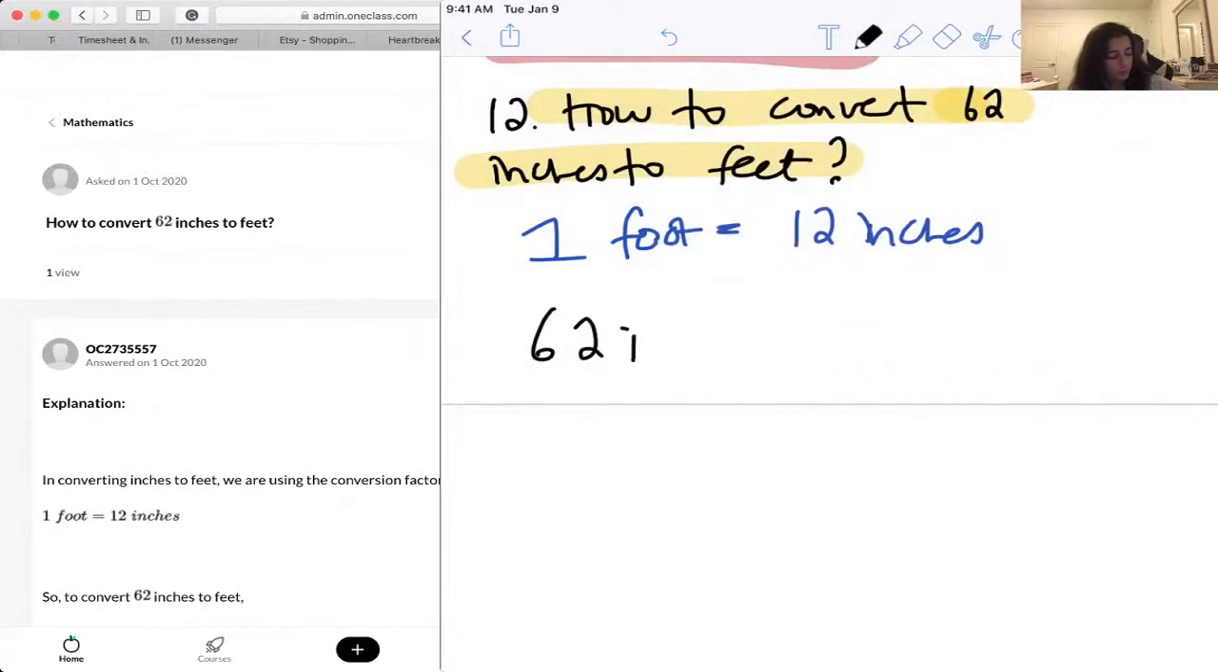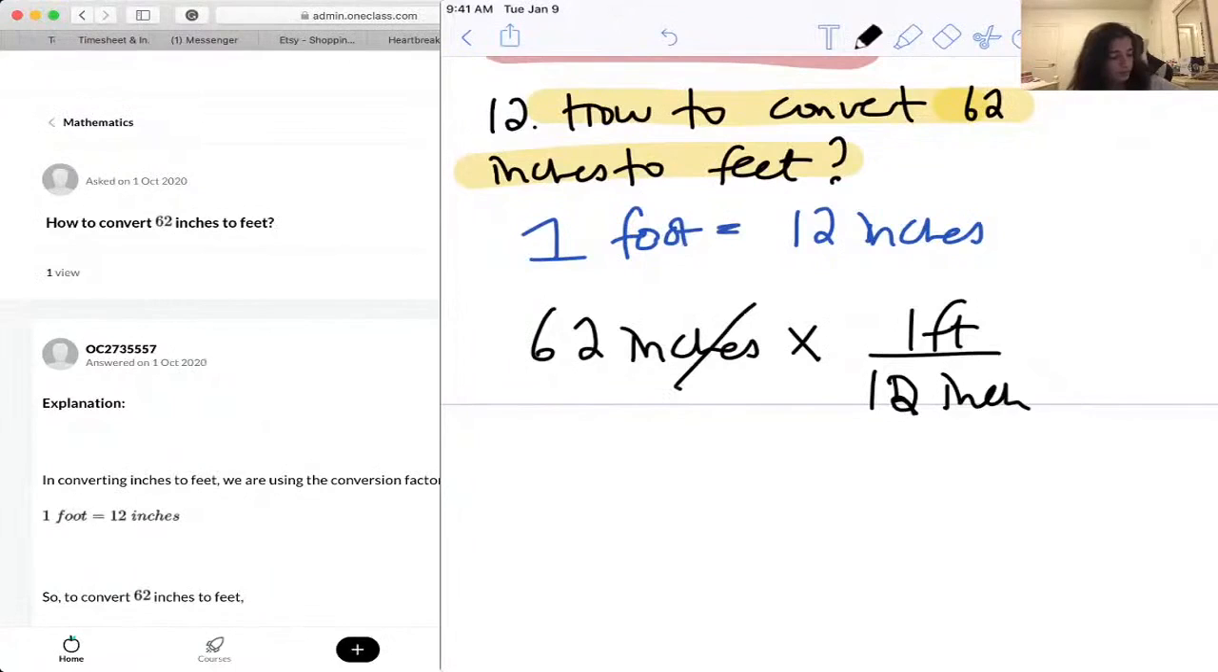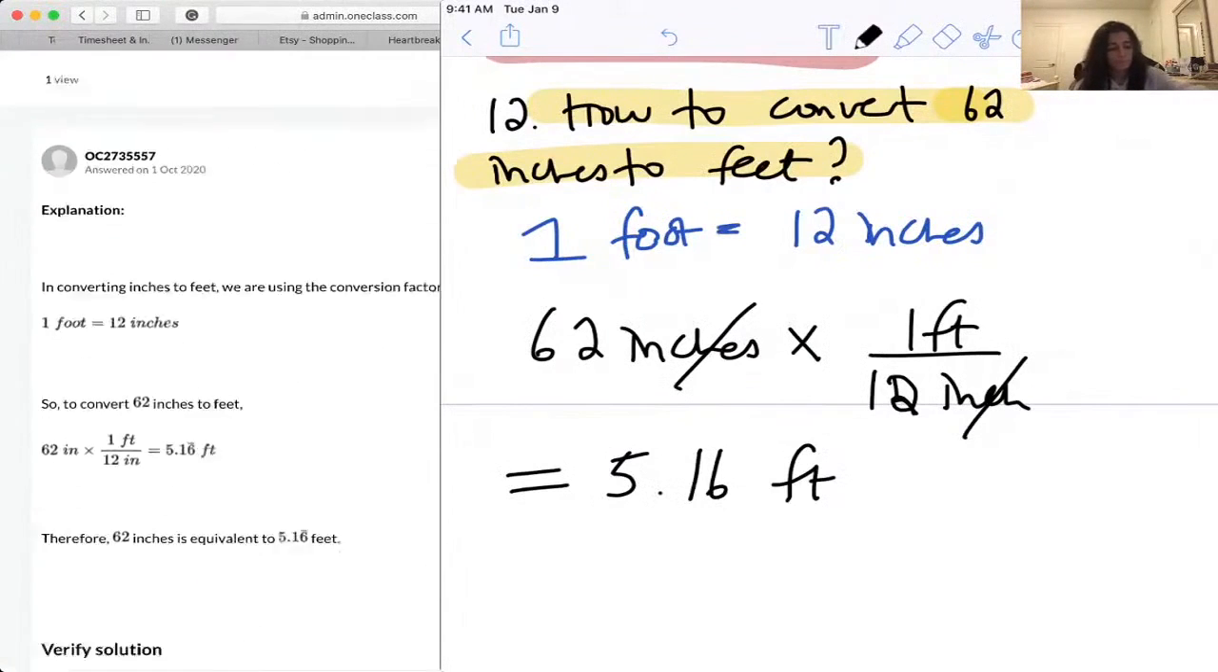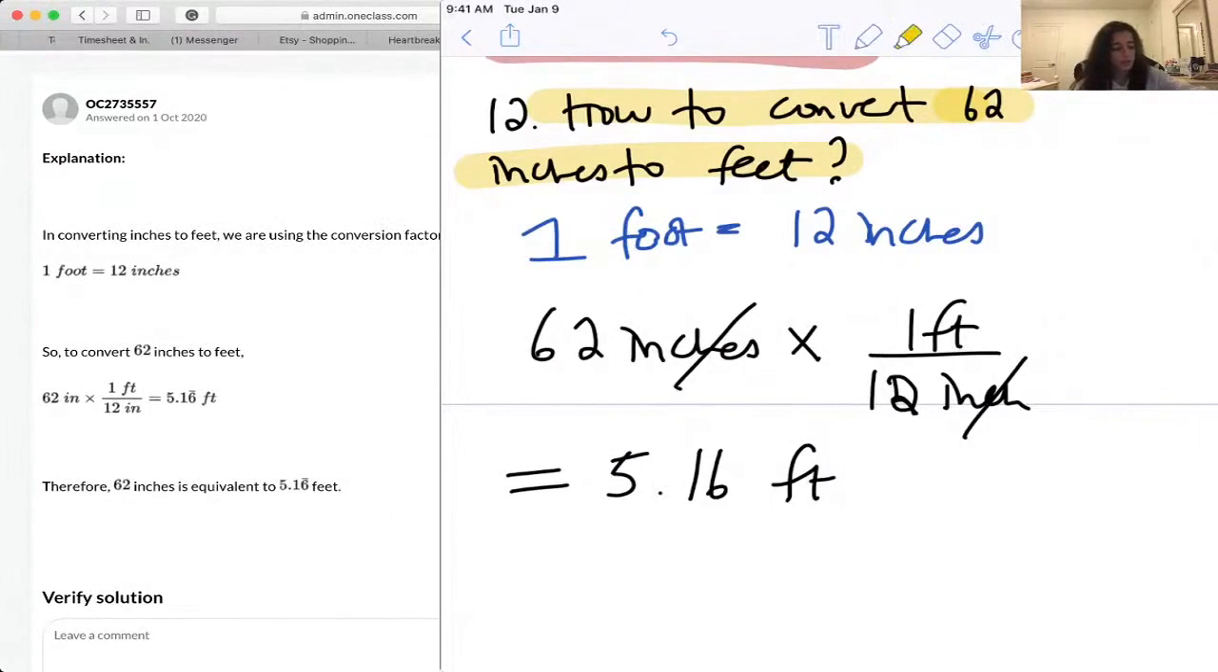62 inches times 1 foot over 12 inches. Inches cancels out. And 62 divided by 12 in the calculator is 5.16. So 5.16 feet is our final answer.